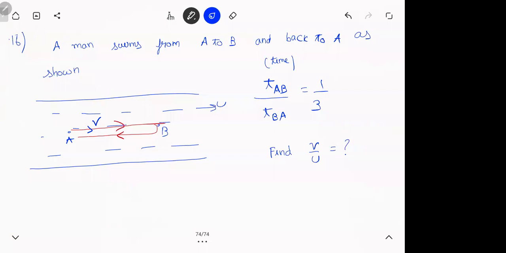Hope the question is clear. Get it? Someone didn't get the question, please ask me.